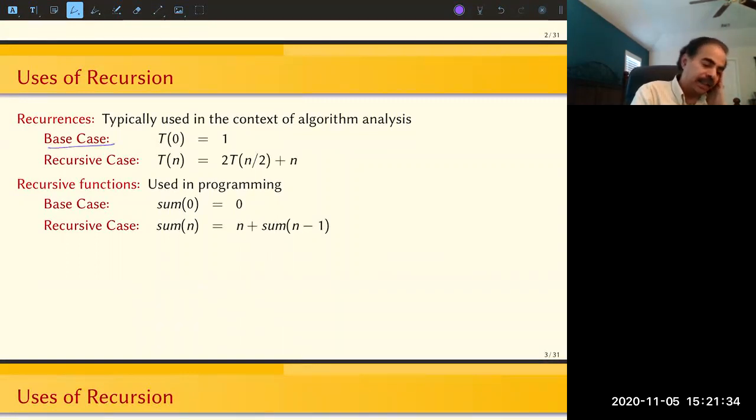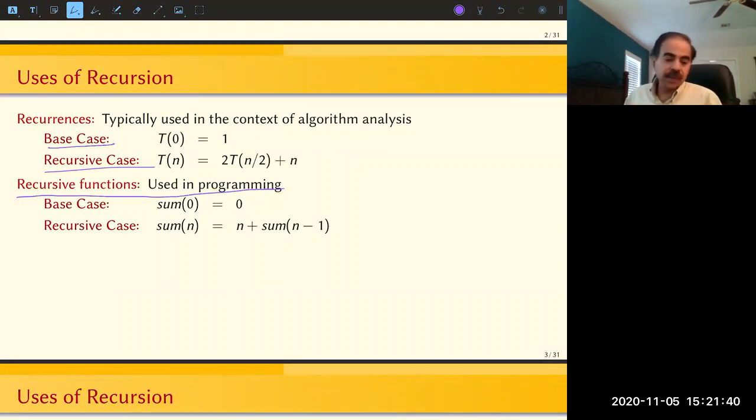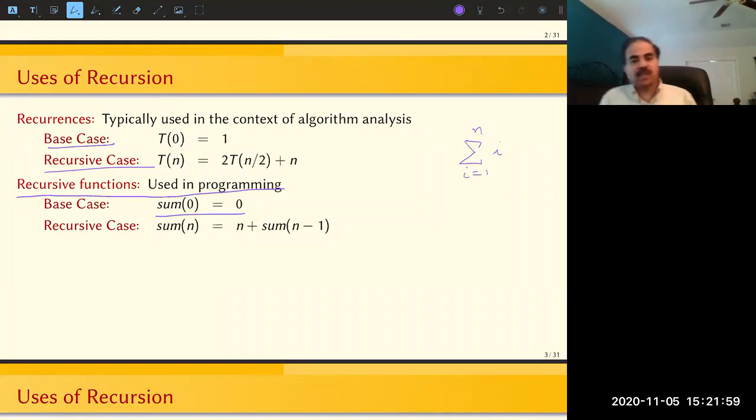And once again, it has a base case and recursive case. Then we will talk about recursive functions and how they are used in programming. So, here is an example for summing up a sequence of numbers, right? So this is our sigma i equal to 1 to n of i, right? This is a summation that we have done like a dozen times and proved a dozen times so far.